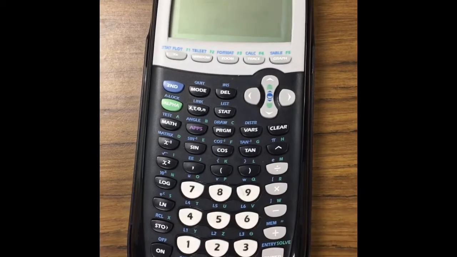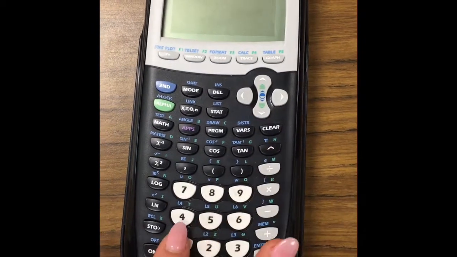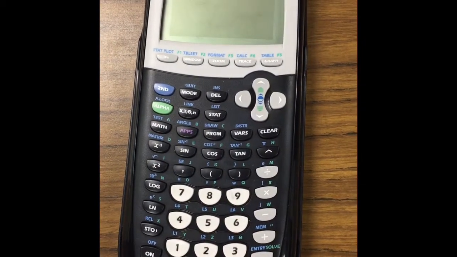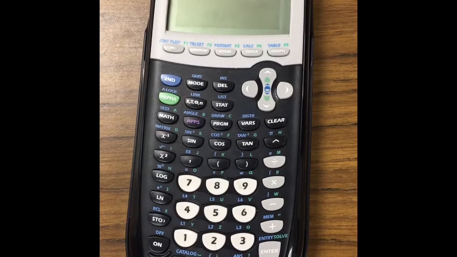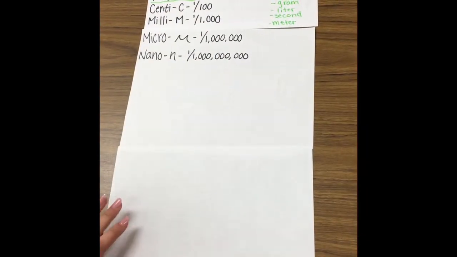Now you type it into your calculator. 4.26 divided by 100. And you should get 0.0426. Always remember your units. Jaden, what don't we forget? Your units.